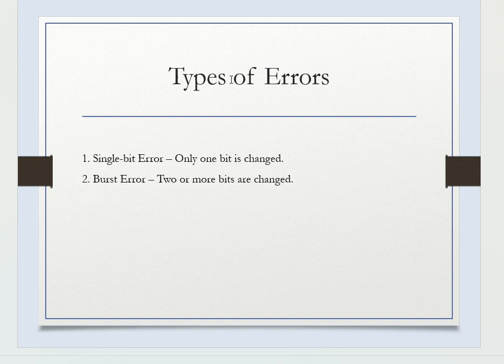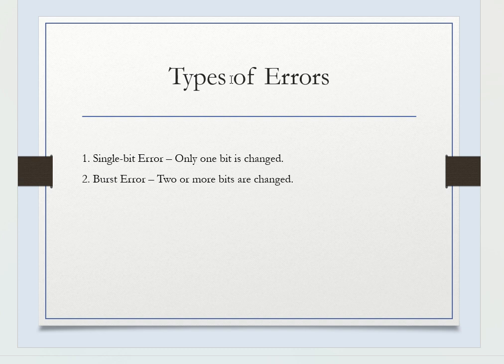Types of errors. There are two types of errors: single-bit errors and burst errors. Single-bit error: only one bit is changed. Only one bit in the data unit, like a byte or a frame, is changed from 0 to 1 or 1 to 0. Causes of single-bit errors: typically caused by random noise or signal disturbance. Detection: easy to detect and correct with basic error detection codes like parity bits.